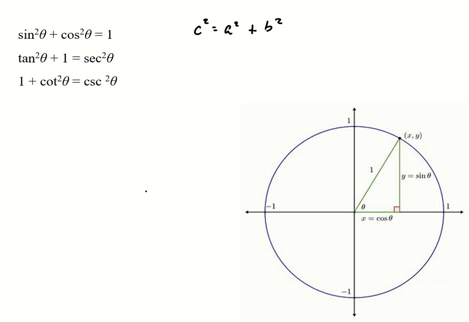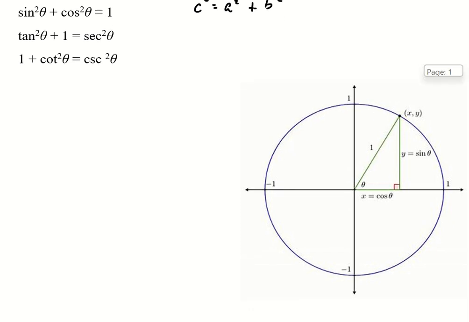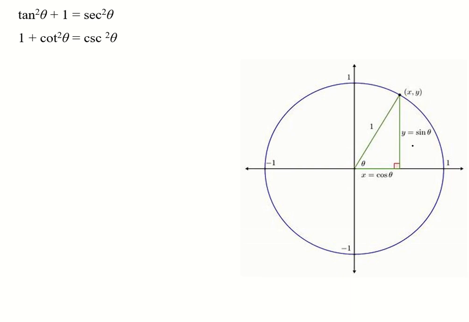Okay, let's start with this one. This, as I've said, is based on c squared equals a squared plus b squared. Let me show you a unit circle here. A unit circle is a circle with radius 1 unit. So from its center to the edge of that circle is 1 unit. So this length here is the radius, and this is equal to 1.